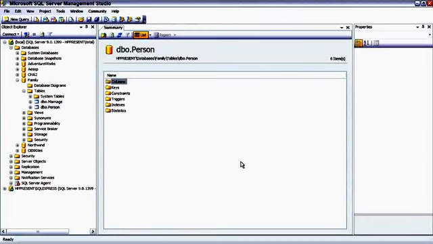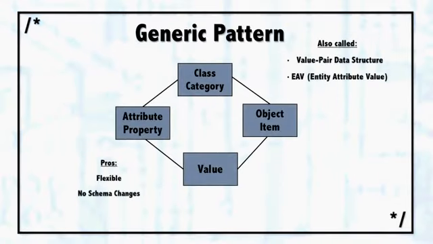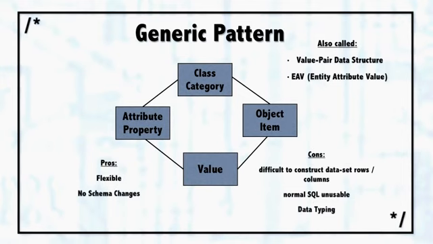The last pattern I want to mention, and I don't really recommend this pattern, but I see it often, is a pattern called the generic pattern. It's also called the value pairs pattern or the EAV, meaning entity attribute value pattern. The idea of the generic pattern is that there's only 4 tables. One table holds a listing of all the categories or groups or classes. In the object table, or sometimes called the item table, there would be one row for every item, regardless of the class or category. The attribute or property table contains a listing of every attribute and every property for every class or category. So we're getting some long lists here, aren't we?